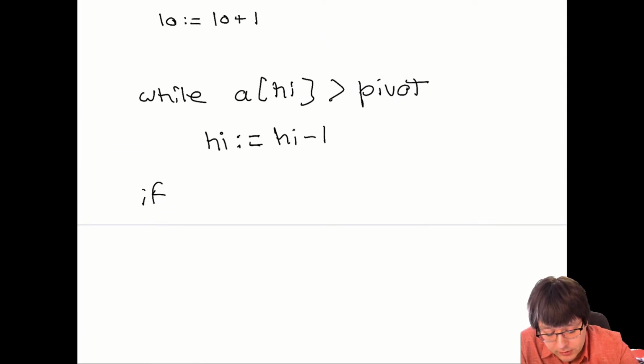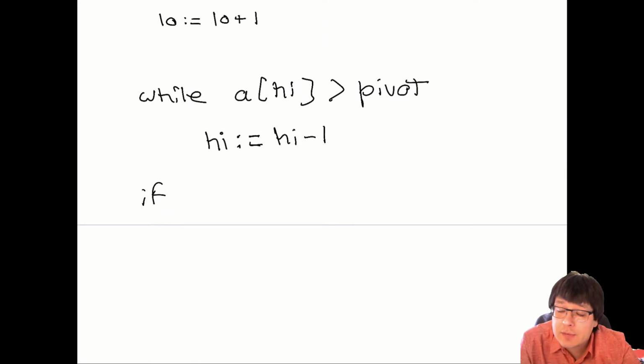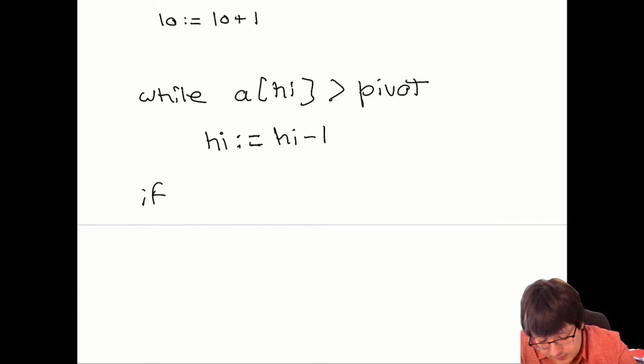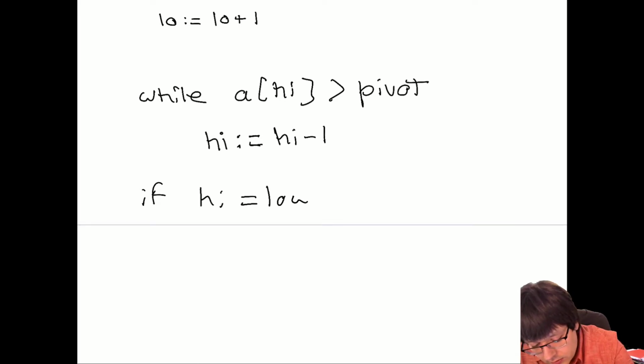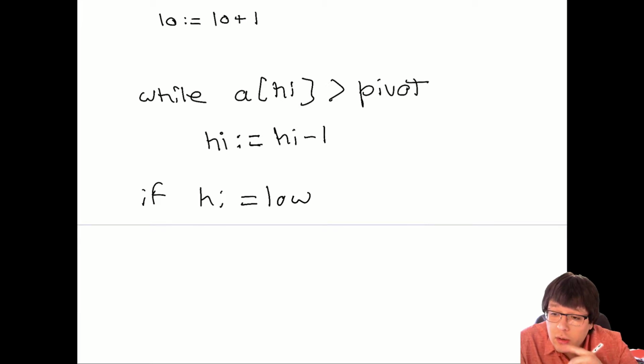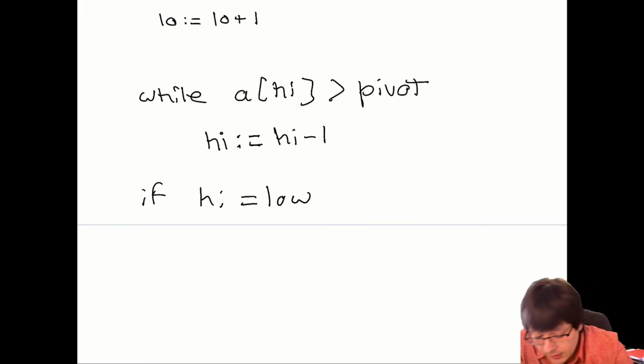There's going to be two possible scenarios that are going to happen after this exits the loop. Okay? One of the scenarios is that we don't find something, right? So that would be if high is equal to low. All right? If high is equal to low, we have not found something to swap it with. Okay? If that is the case, we still want to break out of the loop at this point.